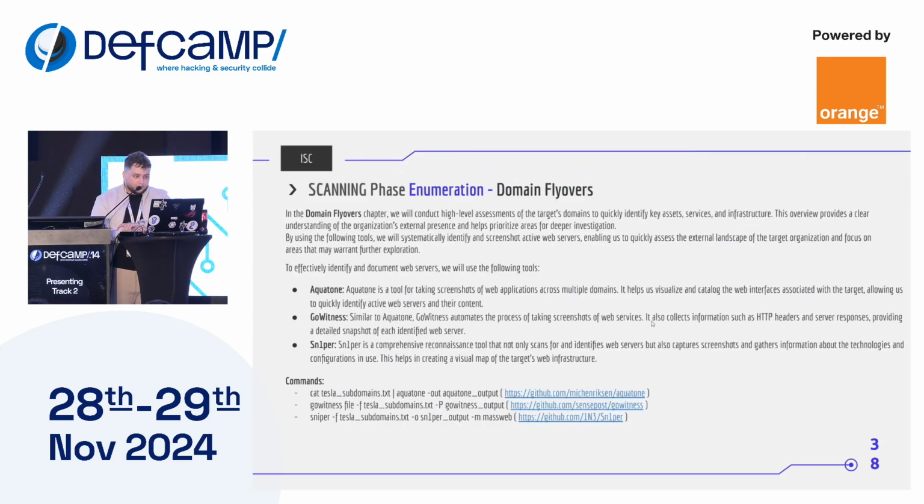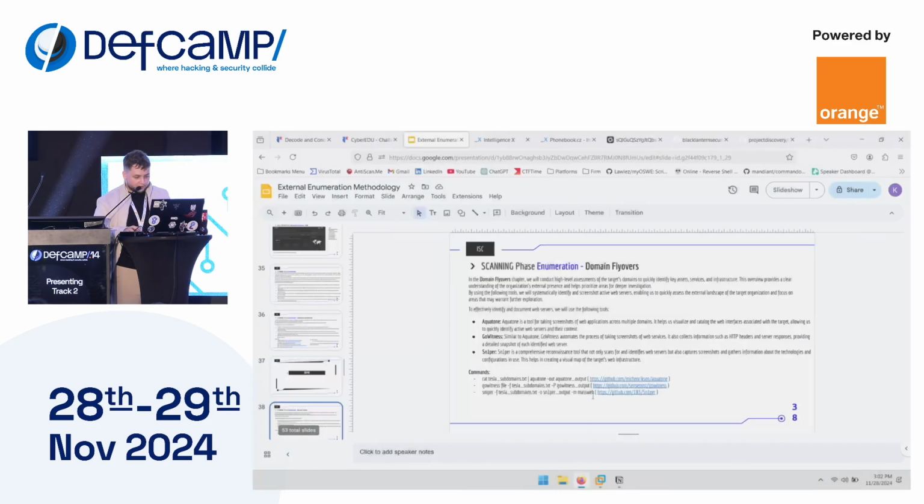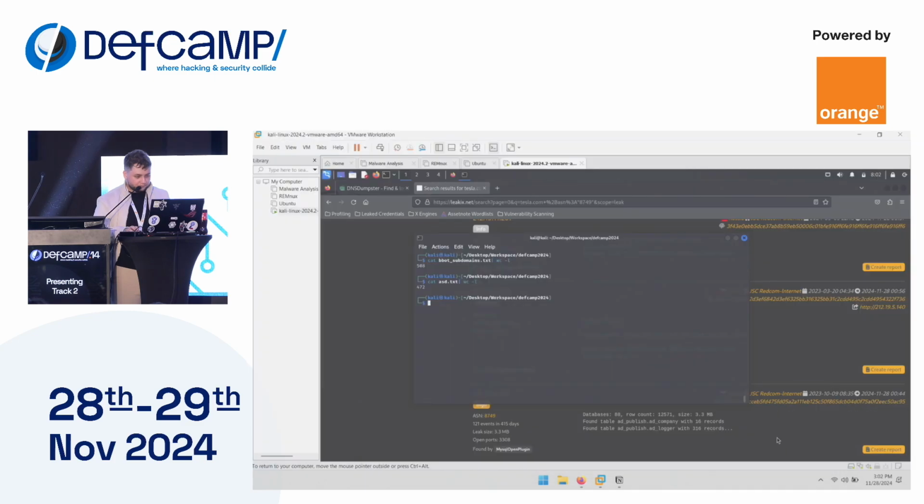And for the domain flyovers, like I told you earlier, since we have a lot of subdomains, we can't test them manually, and we need some custom tools. And for that, we are going to use Sniper, Hackathon, or GoWitness, which are the best tools for this, which will conduct high-level assessments on the target subdomains, which will identify key assets, services for the infrastructure. And I will show you right now.